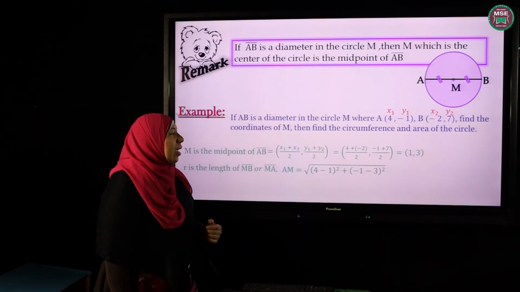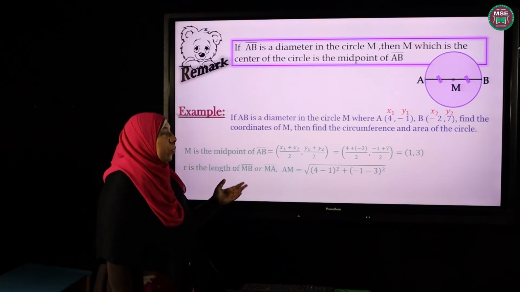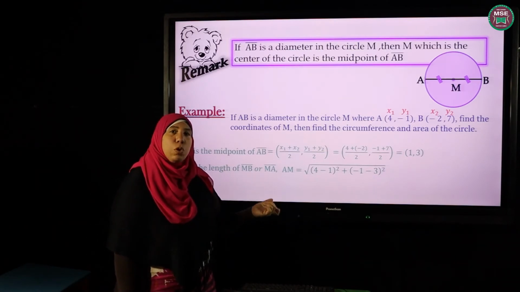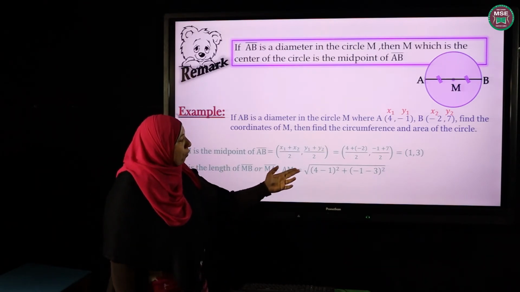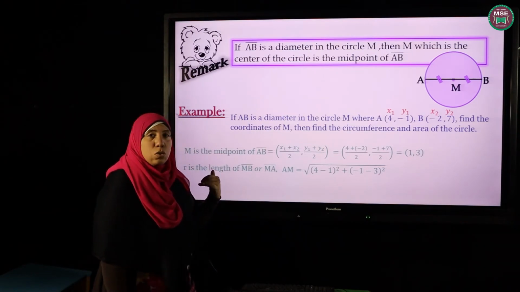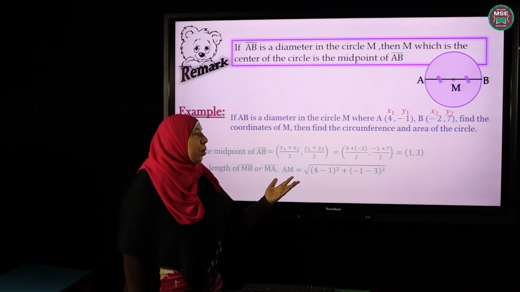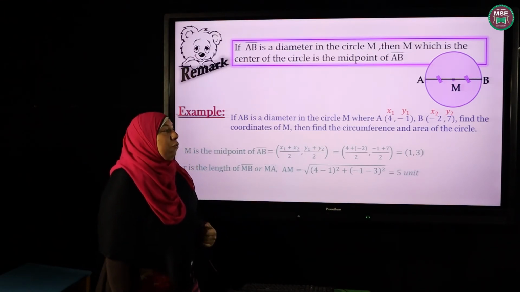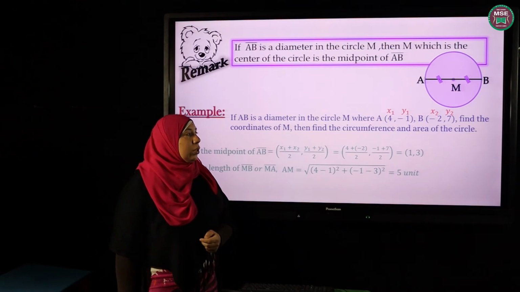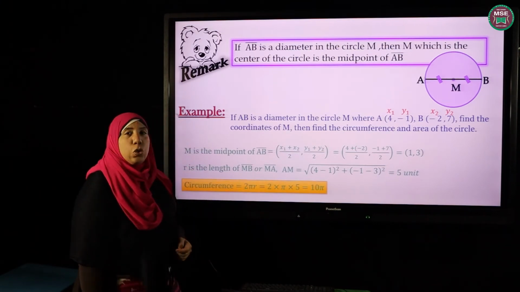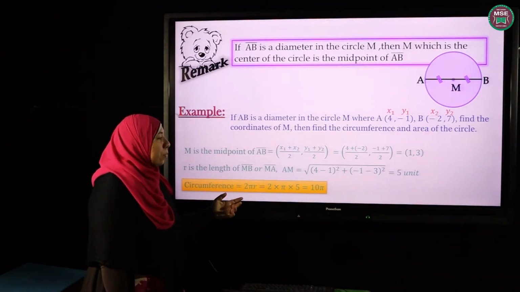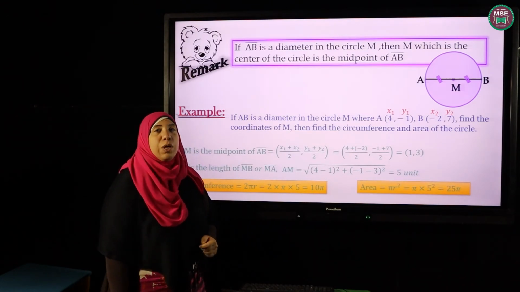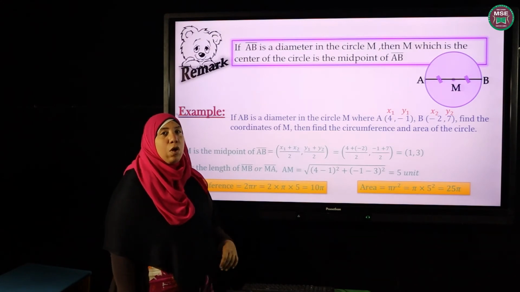Now I will find the length AM or BM. Both of them are radii of the circle, and you will find that both of them have the same length. Using the distance rule, the square root of (x1 minus x2) squared plus (y1 minus y2) squared, with 4 minus 1 squared, equals 5 units. Now the circumference, 2 pi r, is 2 times pi times 5, equal to 10 pi, and the area, pi r squared, is pi times 5 squared, equal to 25 pi.